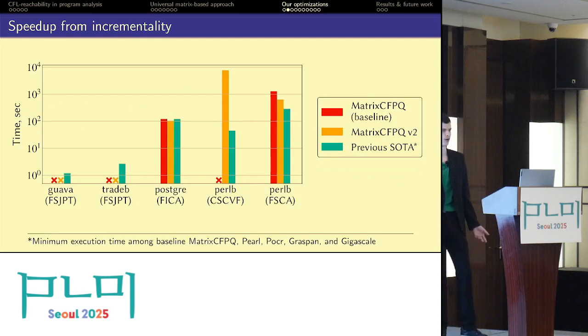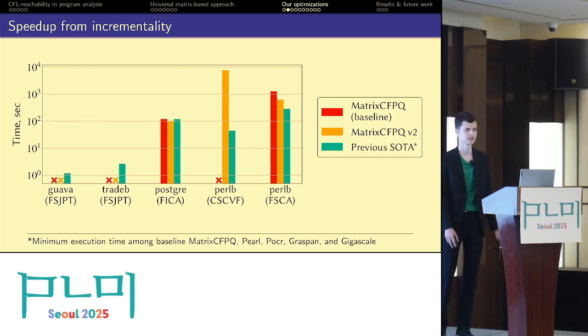Okay, let's look at how this first straightforward optimization impacts the execution time. Here, the baseline is shown in red. Incremental MatrixCFPQ is shown in orange, and in cyan, we have the previous state of the art. As we can see, the incremental version is certainly faster than the baseline, but doesn't quite reach the performance of the previous state of the art.